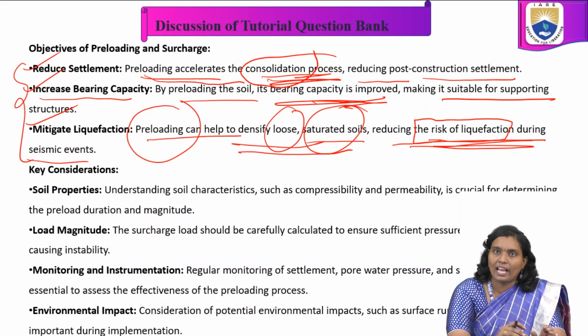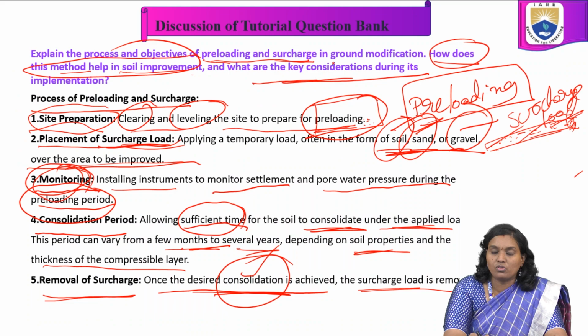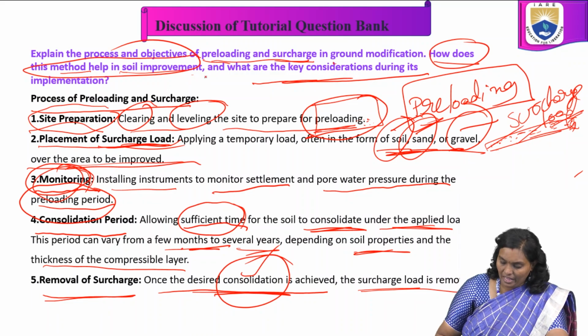So like that we have to understand. So this is the process and objectives. Once done, how does this method help in the soil improvements? We may write like this.